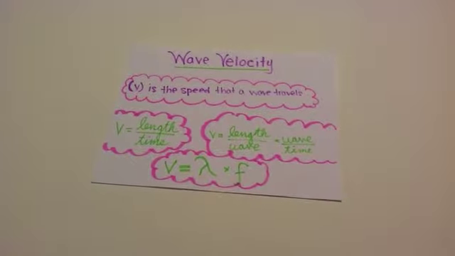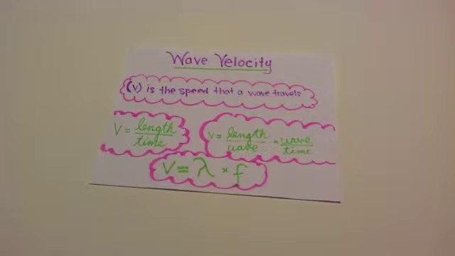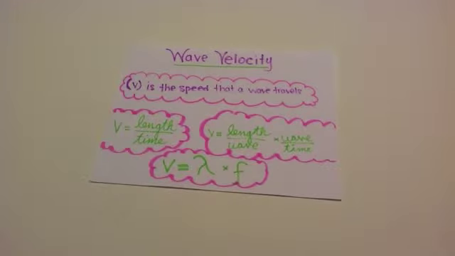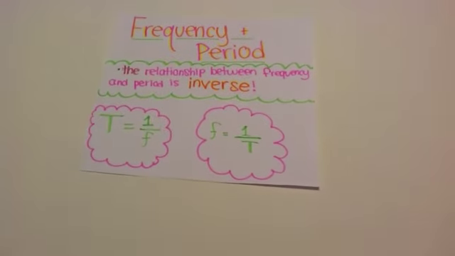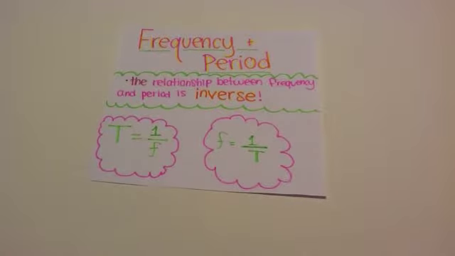Next, we have some new formulas. Velocity is the speed that a wave travels. There are a few formulas you could use. V equals length over time, or V equals wavelength times frequency. The relationship between frequency and period is inverse. So T, or period, equals 1 divided by frequency, or frequency equals 1 divided by period, or T.